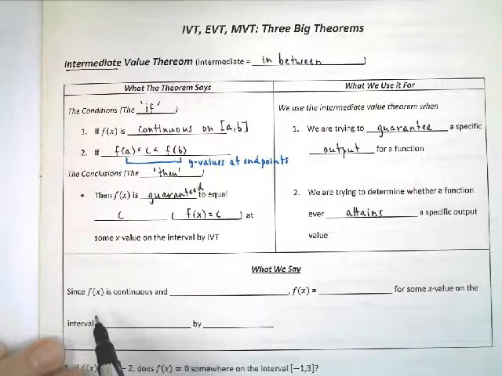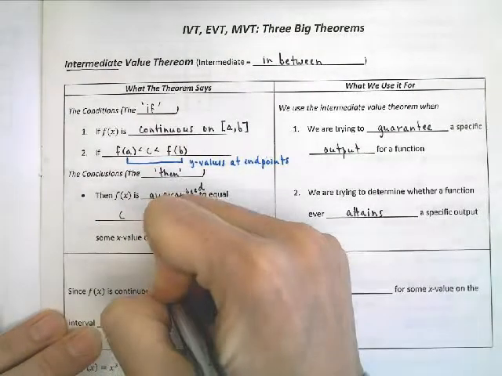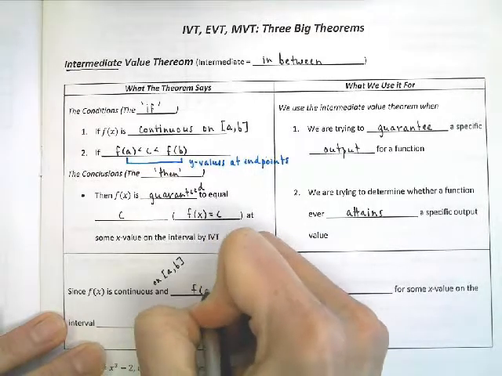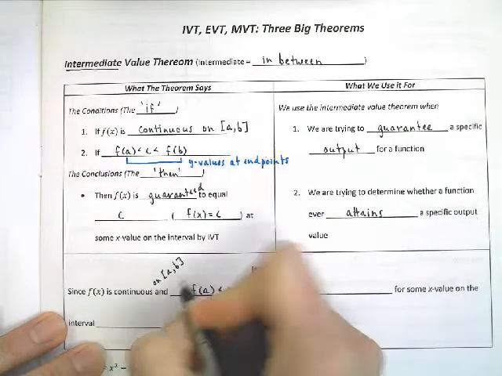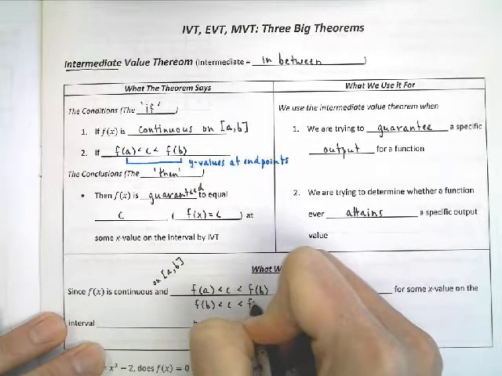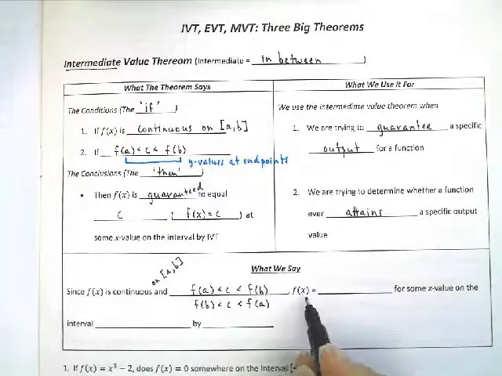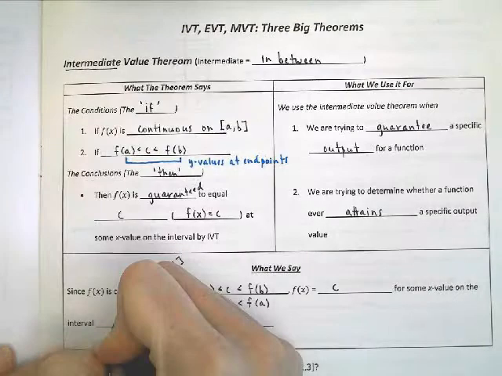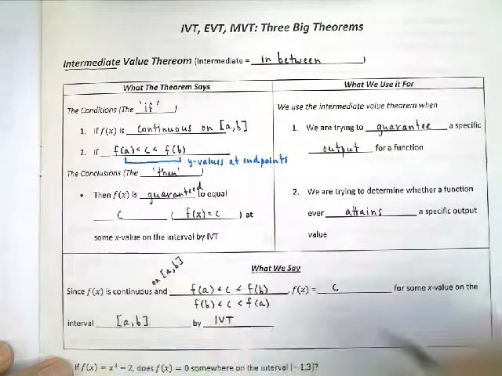So now what we say is, since f is continuous on a closed interval from a to b, and f of a is less than c is less than f of b, I'm going to make a note here. It could also be that the order looks like that. c just has to be between those two values. Then we say f of x equals c for some x value on the interval from a to b by IVT.